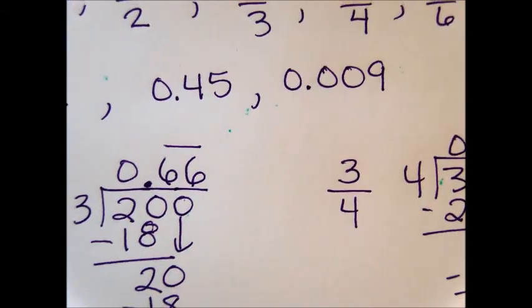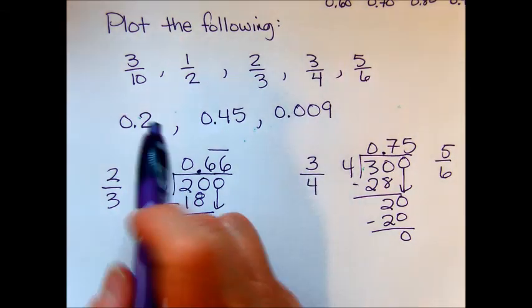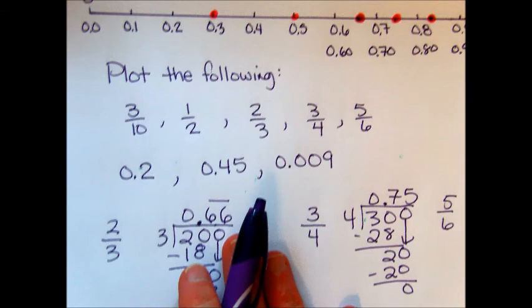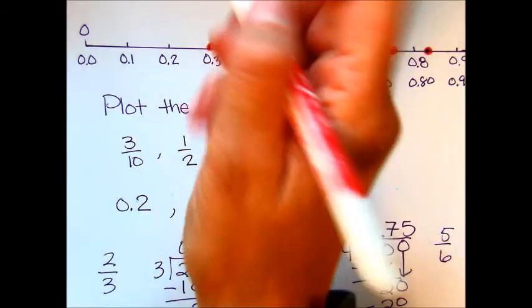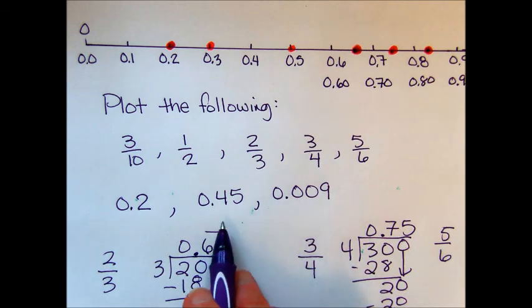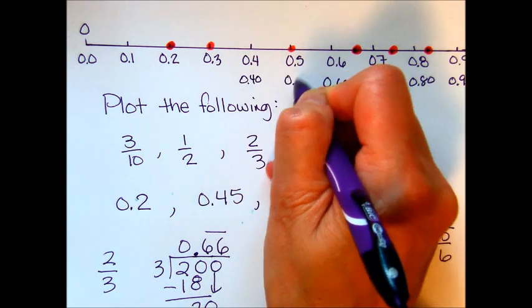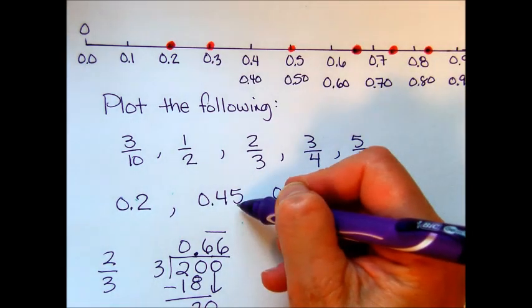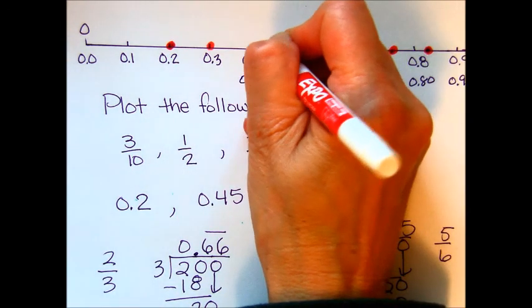Okay, now let's look at the decimals. And the first decimal is 2/10. Well, that's pretty easy to find because my 2/10 is right here. So I'll go ahead and mark that. Then we have 45 hundredths. This is going to be 40 hundredths. This will be 50 hundredths. 45 is exactly in the middle of those two, and that would be 45 hundredths.